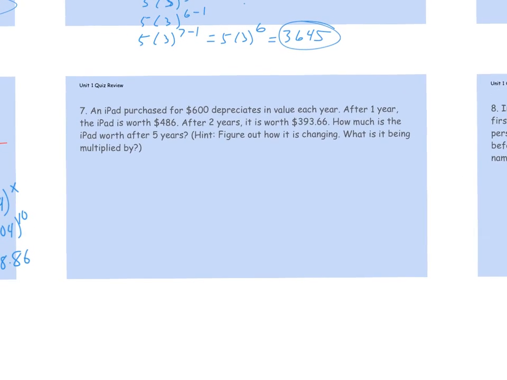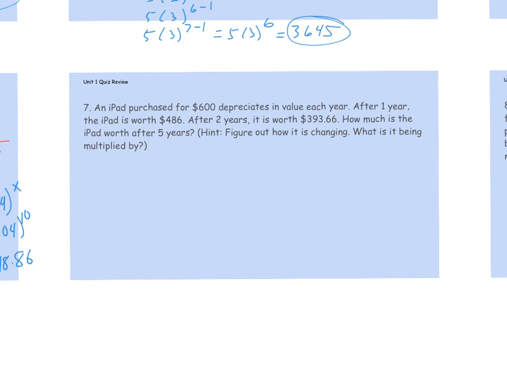An iPad purchased for $600 depreciates in value each year. After the first year, the iPad is worth $486. After the second year, the iPad's worth $393.66. What is our multiplier? How much is the iPad worth after 5 years?